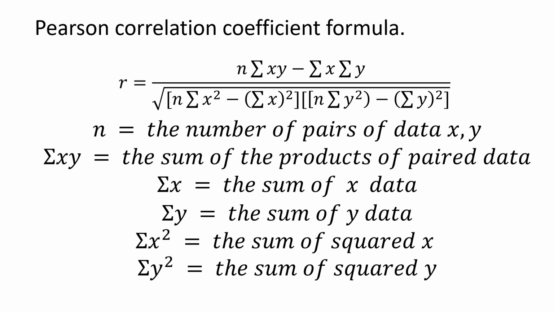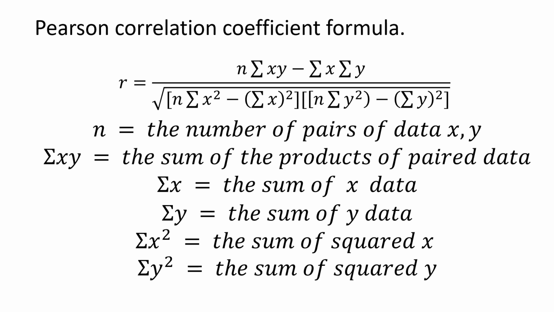Similarly, we can study the Pearson correlation coefficient formula also. That is a different type of correlation coefficient. That's why I have written this formula: r is equal to n summation xy minus summation x times summation y, and similarly this one.